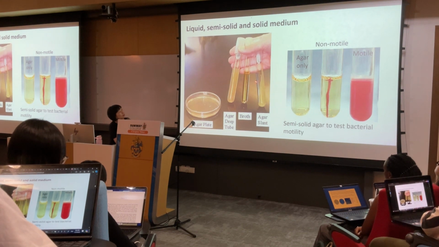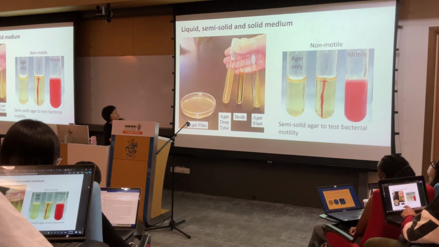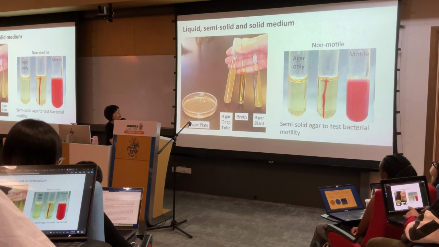Right? So this one, the slant, is that they have an angle. This angle basically increases the surface of the bacterial culture or colony growth. And this is also good for storage, because this is in tube form. And this is a plate. This is easier.